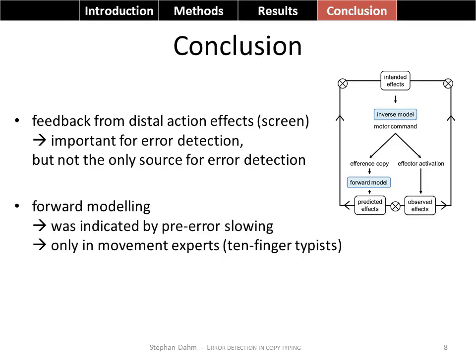In conclusion, feedback from distal action effects such as the screen is very important for error detection. However, it is not the only source for error detection. The present data confirms the existence of forward models which can be used to detect errors even before they actually occur. This may, however, only succeed in experts who have more precise forward models than novices of a movement.